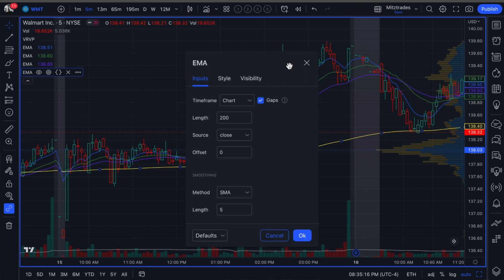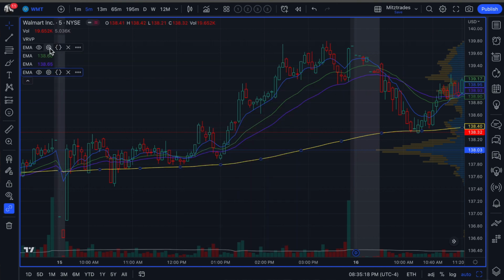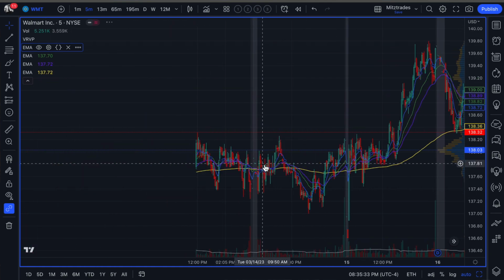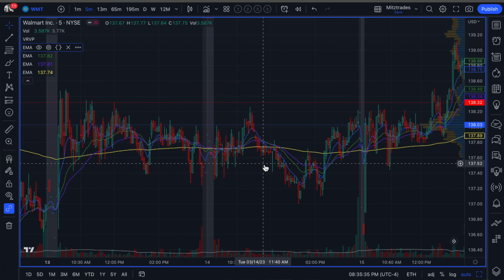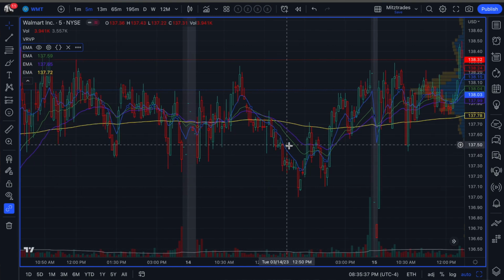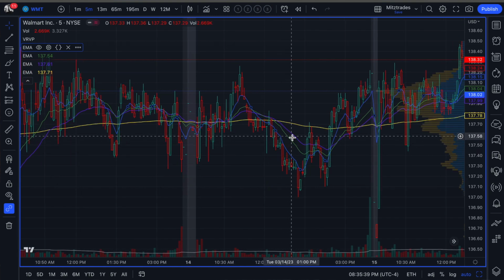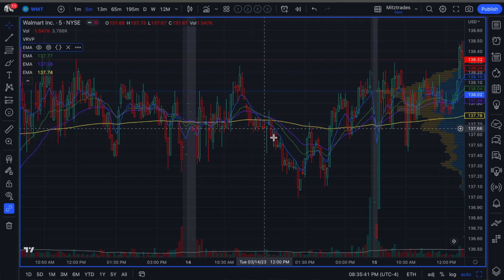One way of reading a stock's sentiment is to take note of the position of the EMAs. If the 8 is above the 21, and the 21 is above the 34, and the 34 is above the 200, this can be interpreted as a bullish sentiment. If the 8 is below the 21, and the 21 is below the 34, and the 34 is below the 200, this can be interpreted as a bearish sentiment.